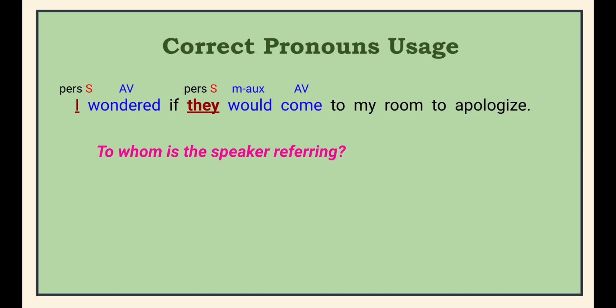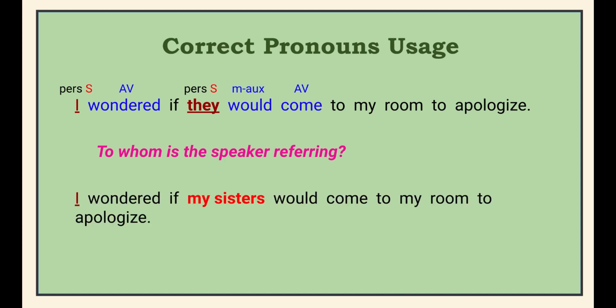Let's look at your answers. I've identified all of the pronouns, but I've bolded the pronouns that are problematic. In this first sentence, I wondered if they would come to my room to apologize. We don't know who they are, so we need to change that to indicate something specific. I wondered if my sisters would come to my room to apologize.